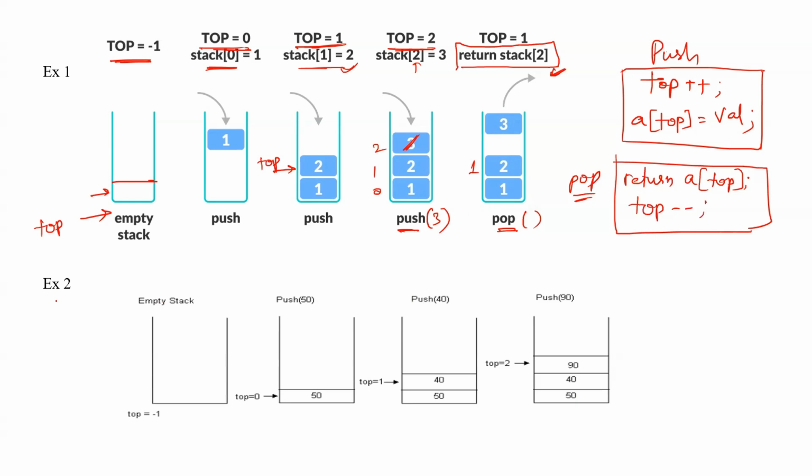In example number 2 also, you can understand that initially top is -1. When we push 50, the top value increases to 0. When we push 40 again, the value of top increases again. We push again, and the value of top increases again. If, let's suppose, we now perform pop, then 90 will be deleted, and 50 and 40 will remain, and top will point to index number 1. So in this way, the working of the stack is performed.